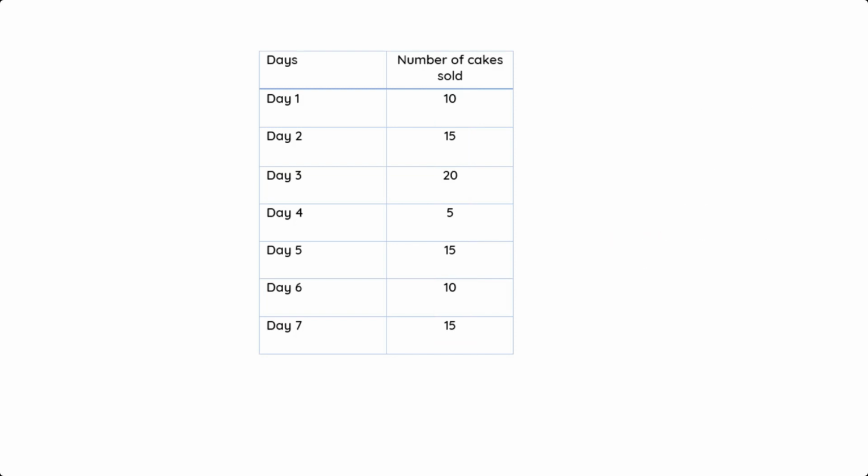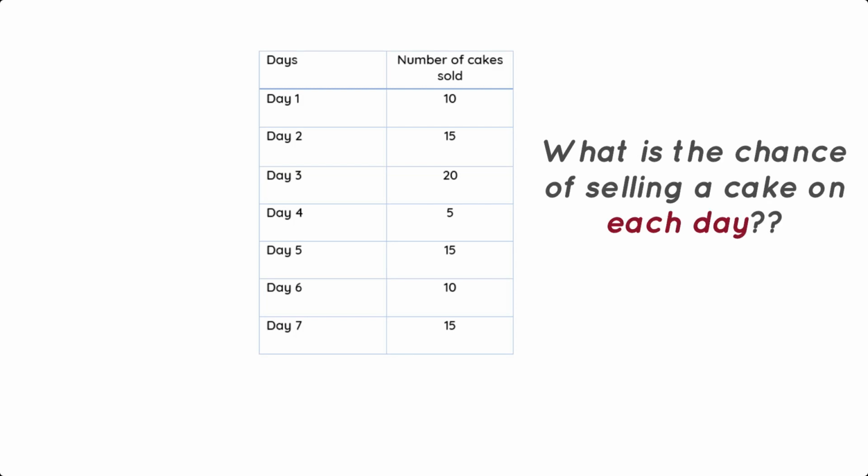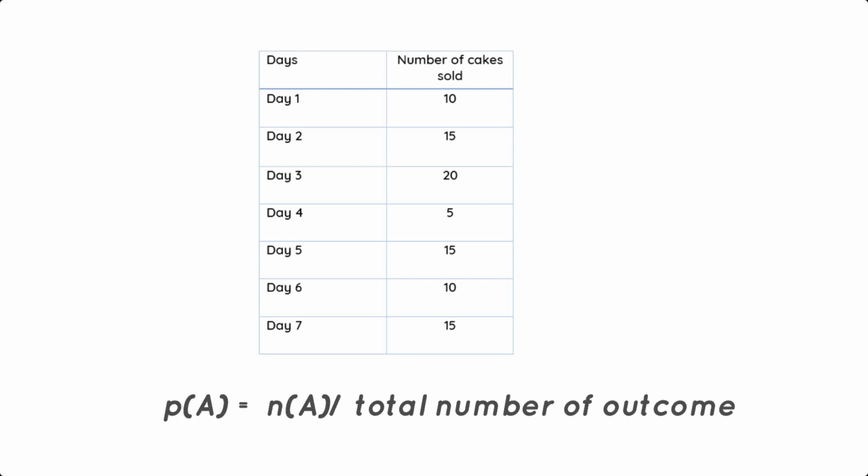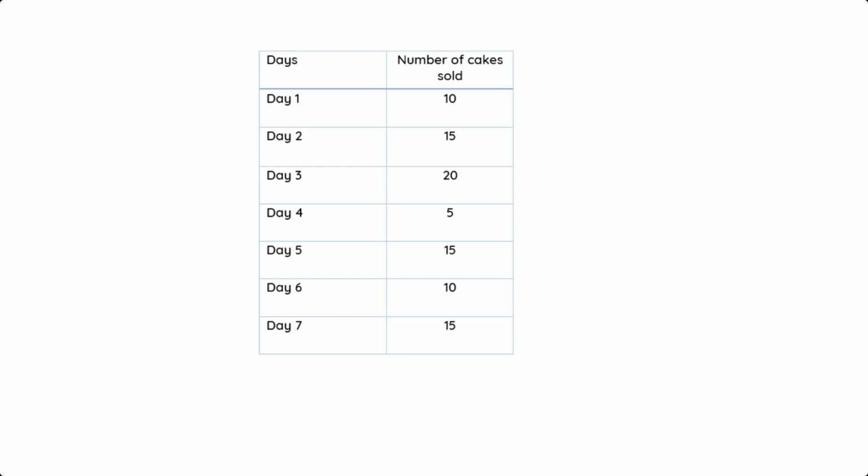Now the next step is for us to get the probabilistic value attached to each random variable. That is, what is the chance that he's going to sell a cake on day 1, a cake on day 2, down to day 7. If you can recall from our probability class, we said that the probability that an event A is going to occur is equal to the number of outcomes that favor event A divided by the total number of possible outcomes.